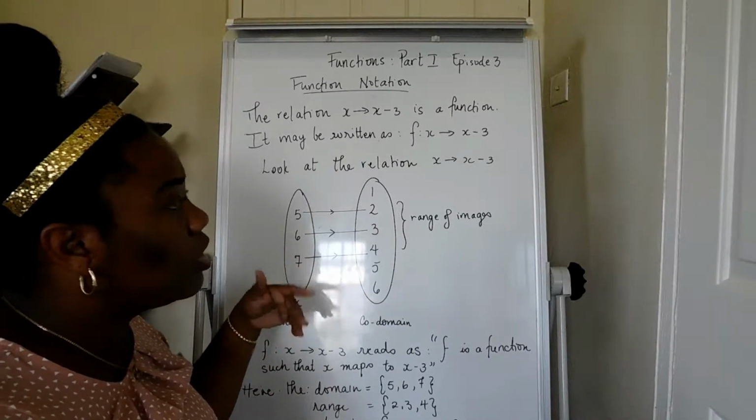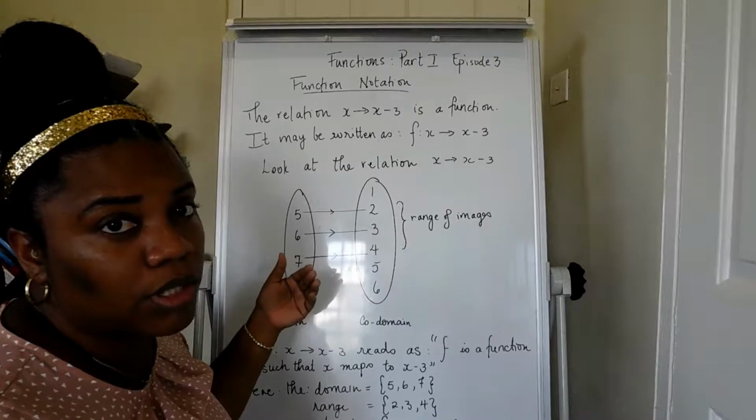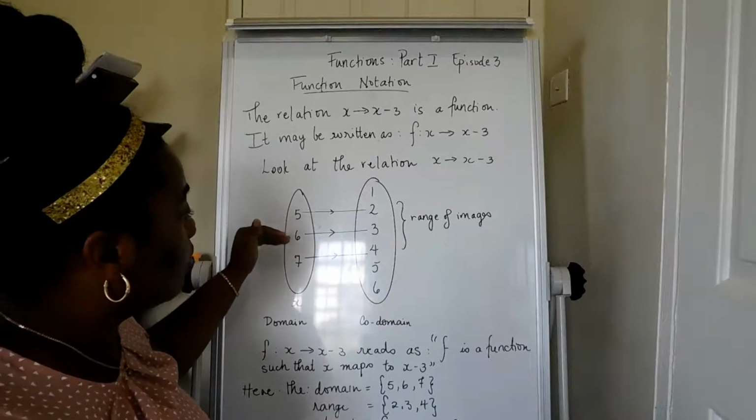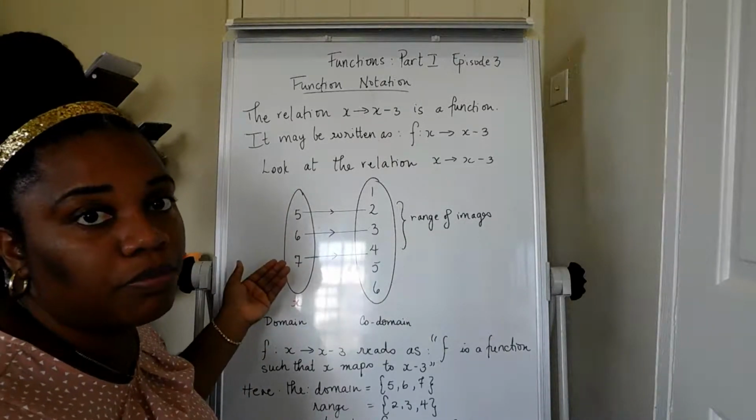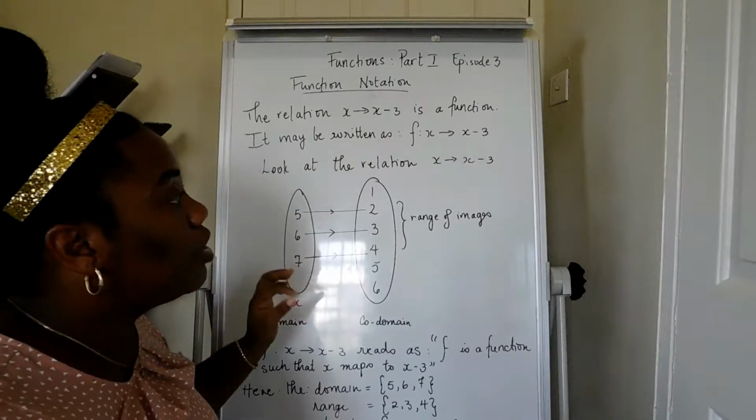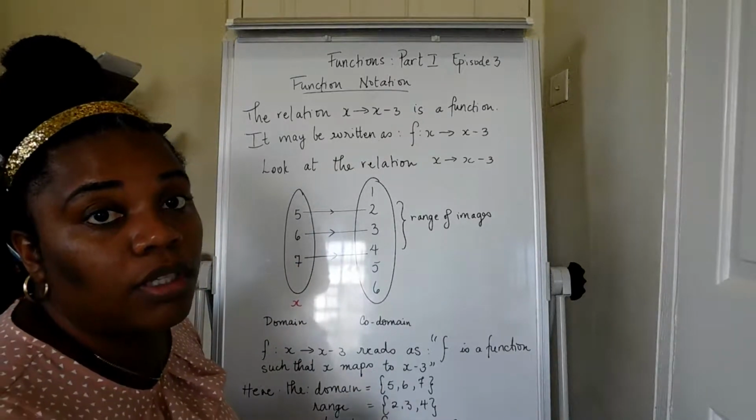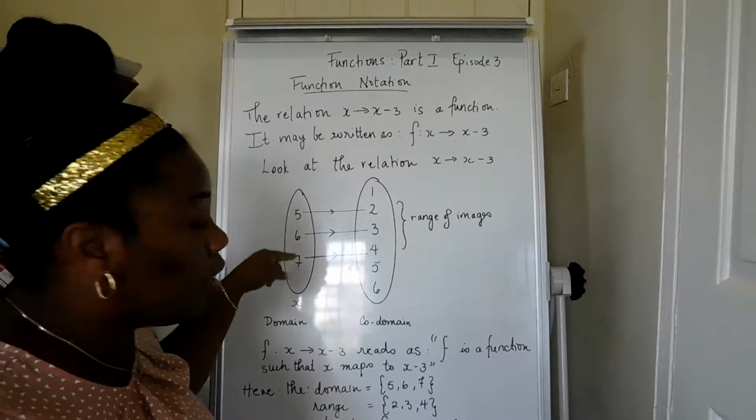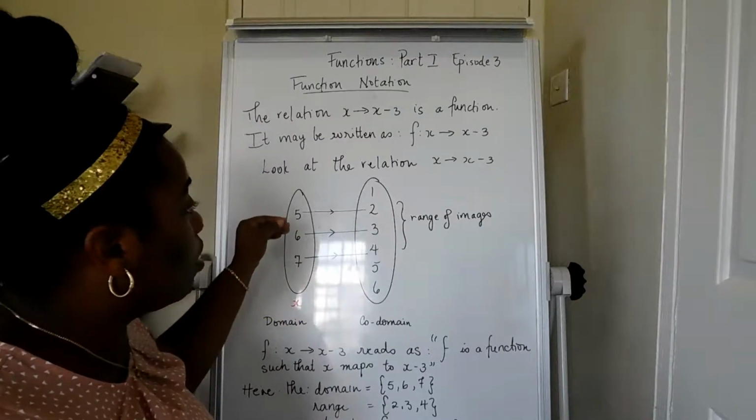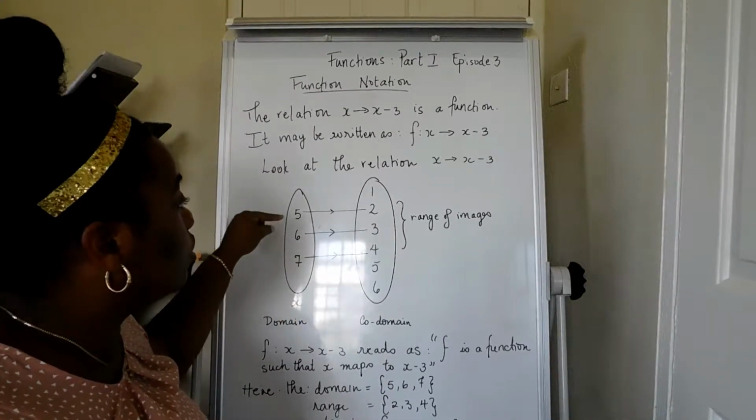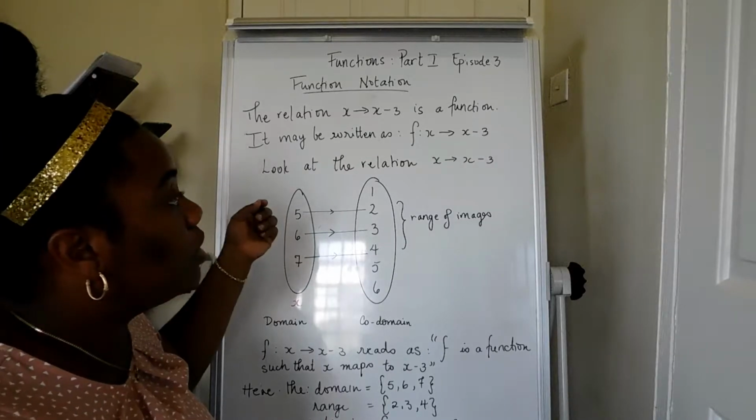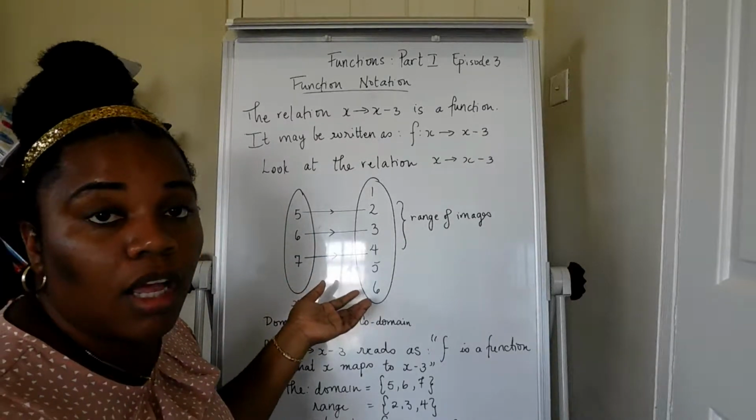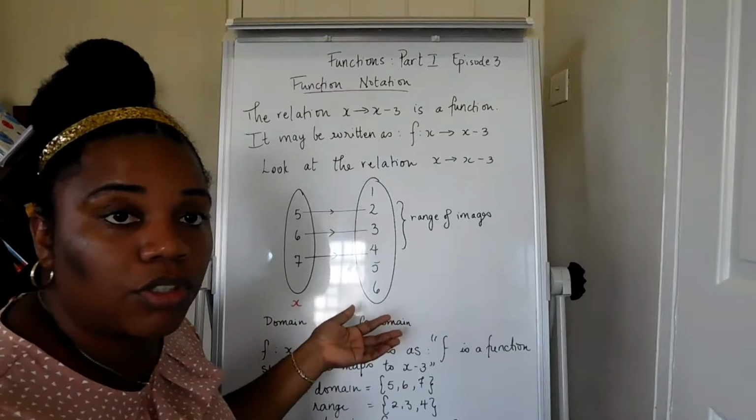So if you look at it, we're just replacing the x or substituting the x with the next upcoming number in the domain. Okay, so again you're just substituting the x with the numbers that are in the domain. So each one you would do the operation. So if you're dealing with 5, you replace the x with 5 and you do the operation 5 minus 3.